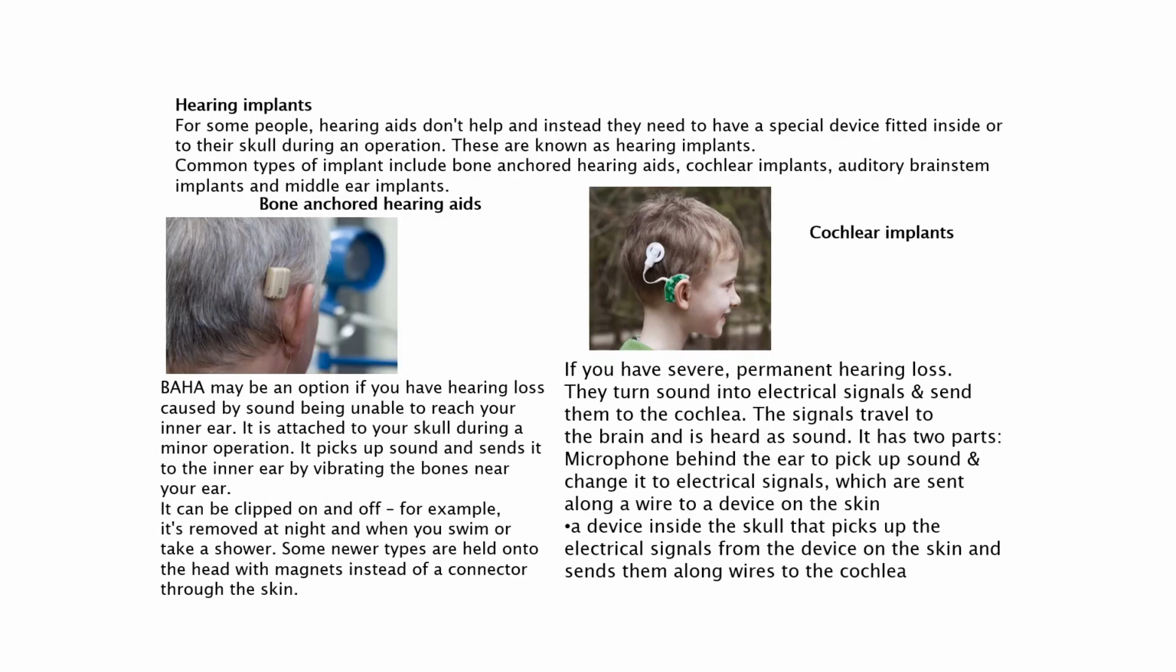We move on to the final slide, which is looking at different types of hearing implants, such as bone-anchored hearing aids and cochlear implants. So basically, a bone-anchored hearing aid might be good if you have hearing loss caused by sound being unable to reach your inner ear. Cochlear implants could be if you have severe permanent hearing loss, and they can turn sound into electrical signals to send them to the cochlea. Make sure you're aware of all the different types, because you don't know what you're going to get asked about.